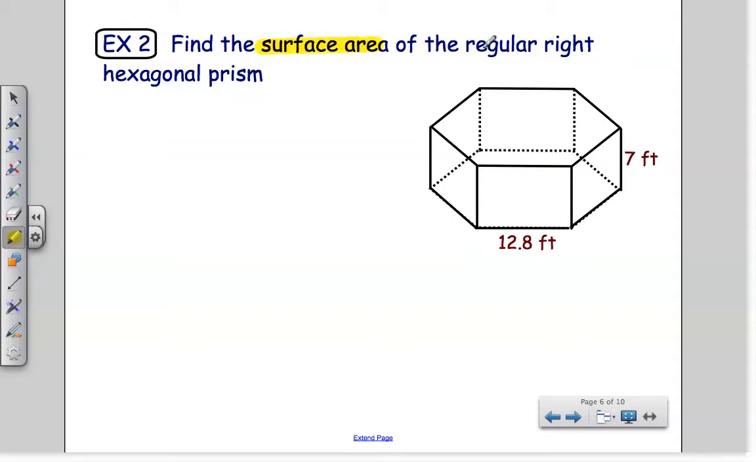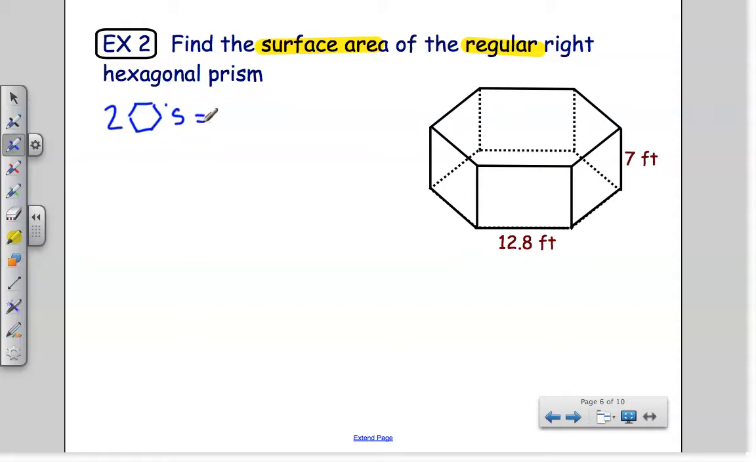Again, find the surface area. Notice it is a regular right hexagonal prism, meaning this hexagon is regular and all the sides are congruent, which is helpful. Okay, first of all, let's do the hard part. These hexagons themselves are going to be a little tricky, so I have 2 hexagons that I have to find the area for.